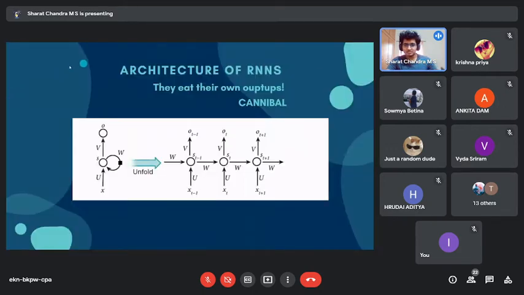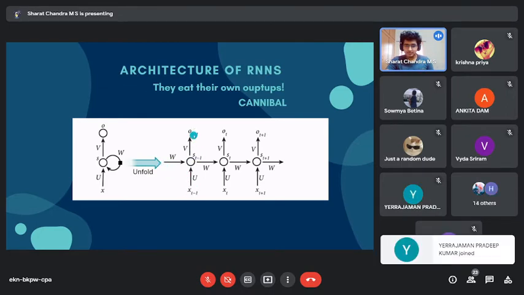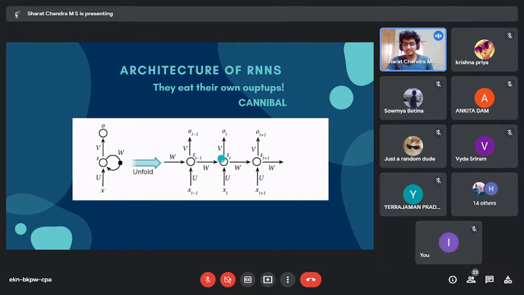And this is the architecture of RNNs. Just like a perceptron, it takes some input and gives some output, but there's a little twist in the architecture. They eat their own outputs. That is so cannibalistic of them. So basically, this is the weight and this is the input. Now it calculates an output, but it also gives the same output to the next cell as an input.